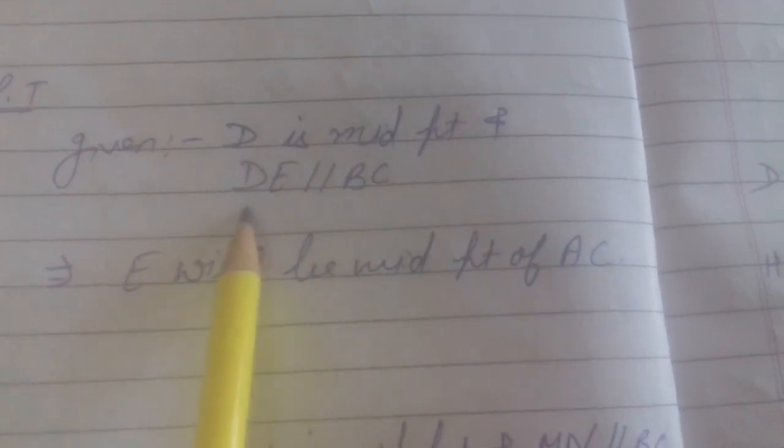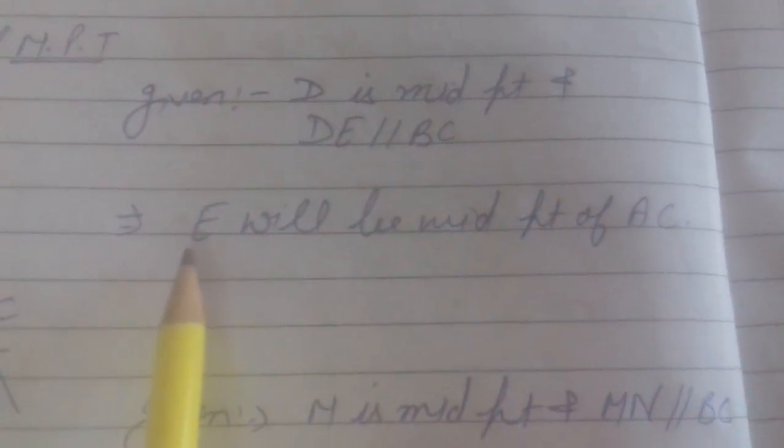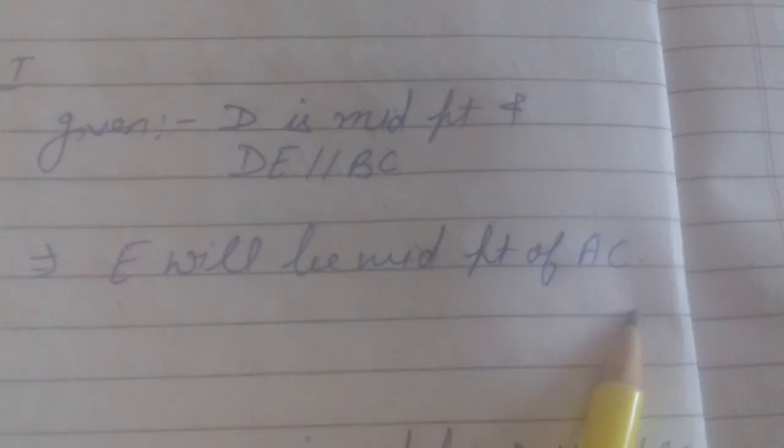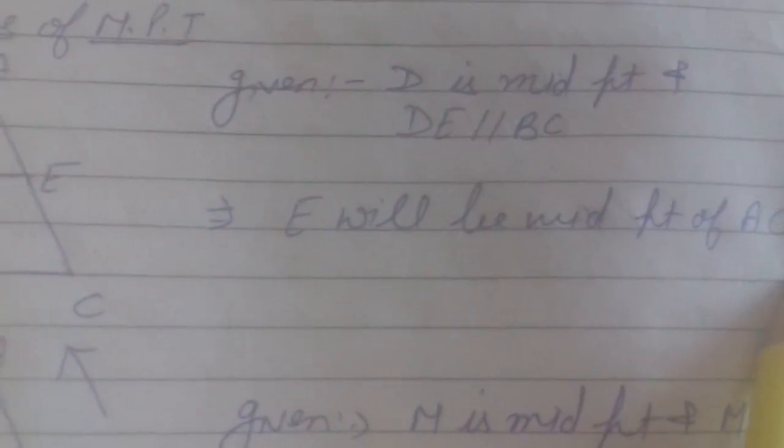So see what I wrote here. Given D is the midpoint and DE is parallel to BC. So in that case, E will be the midpoint of AC. This is the converse of the midpoint theorem.